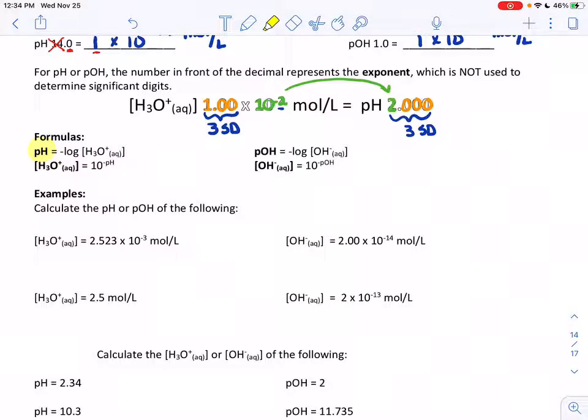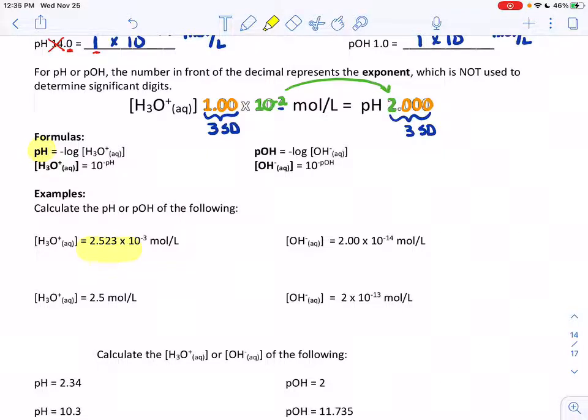But basically all that you do is you apply this number. So negative log, so you're going to press the negative sign, which is underneath the 3. You're going to press the log button, which is to the left of the number 7. And then you're going to type in whatever the concentration is that you have. So whether it's hydronium for pH or hydroxide for pOH. So we're going to do our first example, 2.523 times 10 to the minus 3. So it's negative, again under the 3, log to the left of the 7, and then I'm going to type in that number.